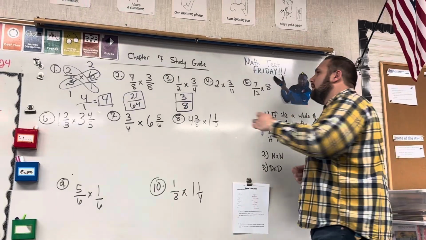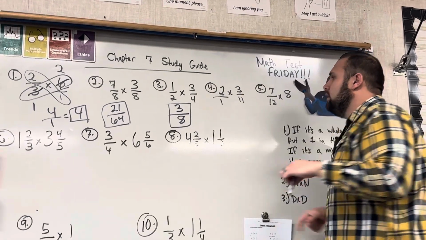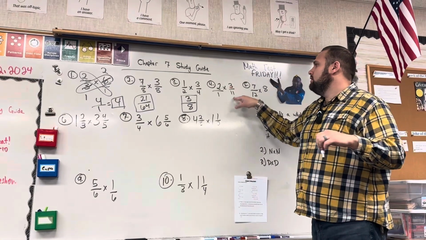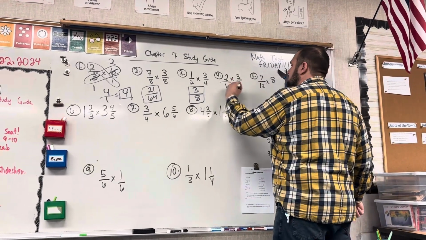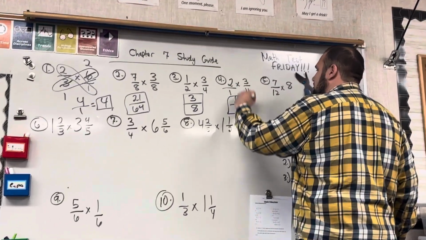Okay? Number 4, we got a whole number, but we just put a 1 under it. Okay? There's nothing I can take out of 2 and 11, and nothing I can take out of 3 and 1. So I just multiply. 2 times 3 is 6. 1 times 11 is 11.